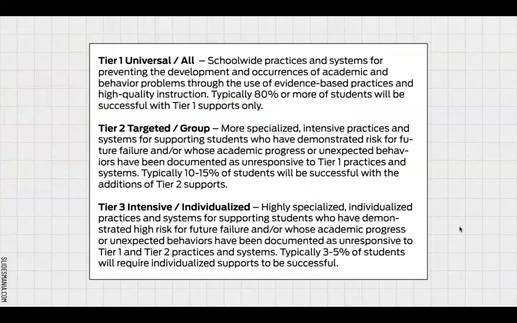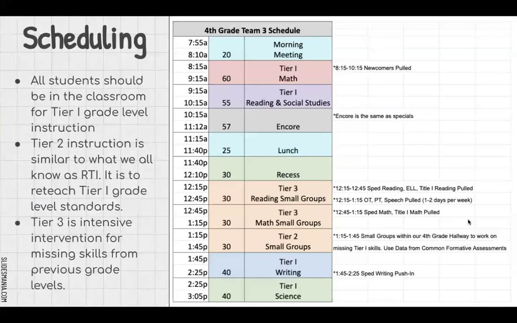I will put this slideshow on Blackboard so that way you can go in and read a little bit closer if you want to have time to read what this is. But this is a breakdown of tier 1, tier 2, and tier 3 instruction. Just keep in mind that tier 1 is all, tier 2 is targeted or small group, and tier 3 is intensive. It's usually individual, 1 student, maybe 2 students at a time.